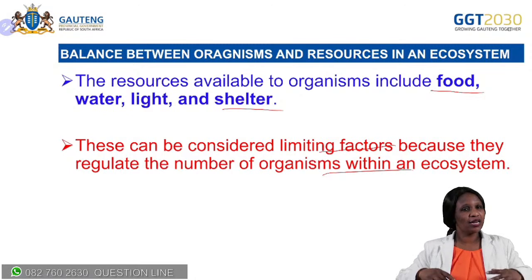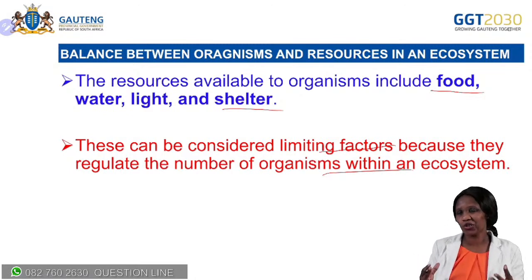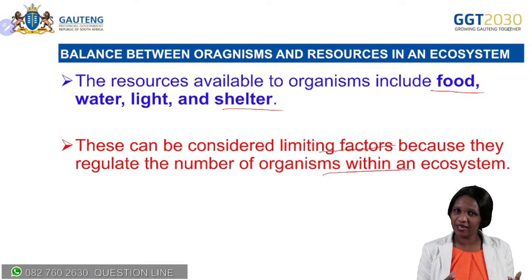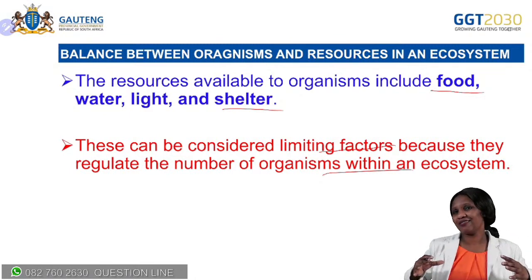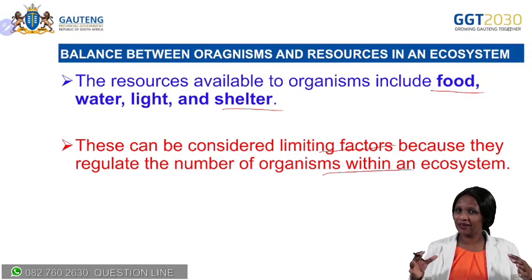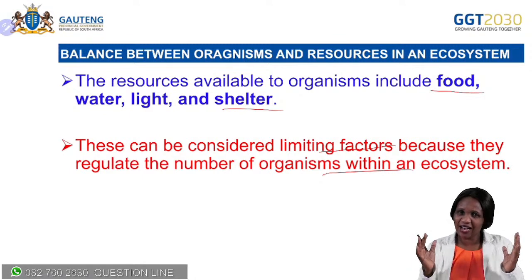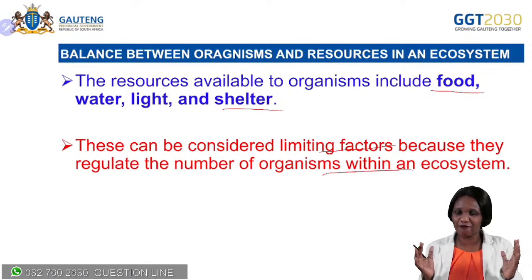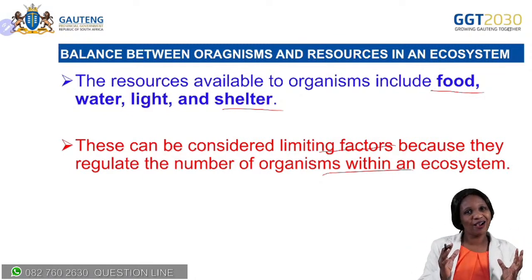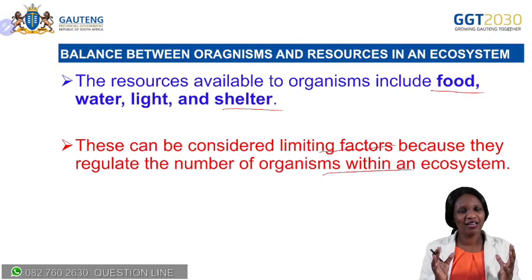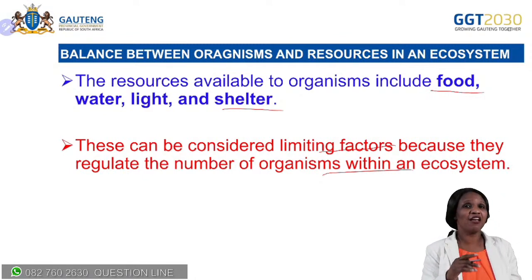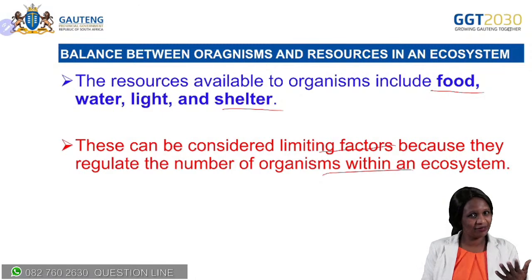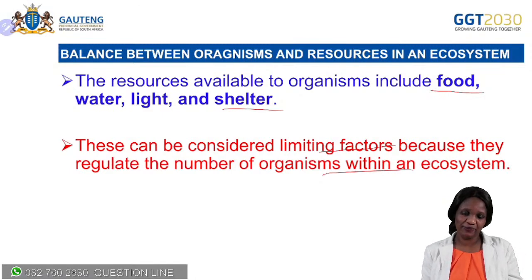All right, they can regulate the number of organisms within an ecosystem. Why? Because if the food is plenty, then we'll see that the ecosystem is big. But if there are limiting factors like the food, the water, shelter, even light, these are the limiting factors of an ecosystem. Remember, an ecosystem doesn't have a size. It depends on what is there, all right.